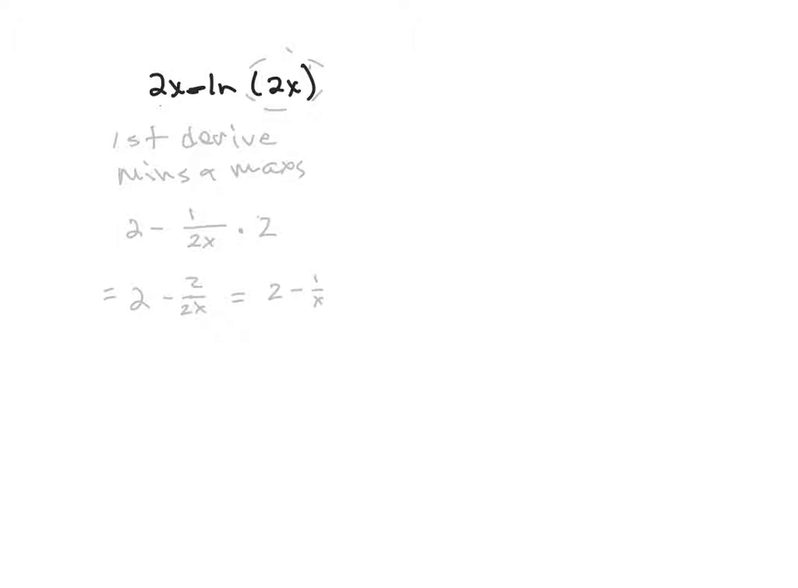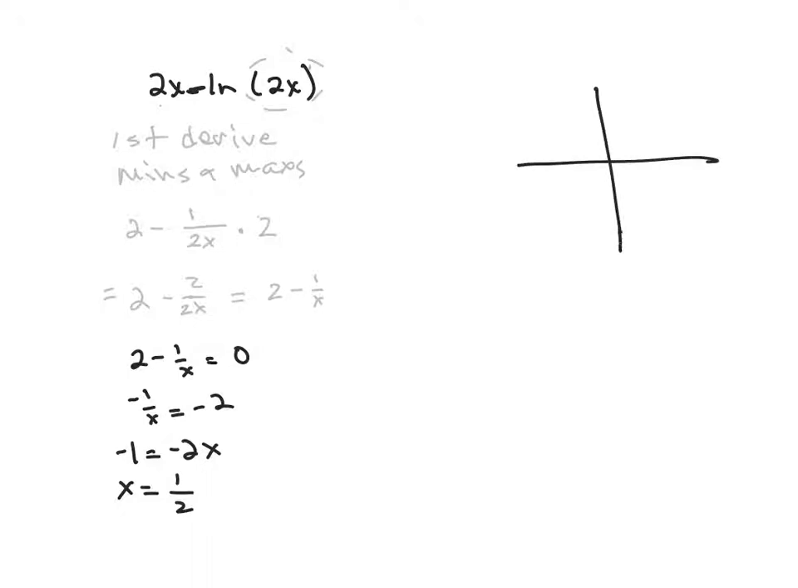If I set that equal to 0, because that's where I'm going to have a min or a max, getting sloppy here. All right, so 2 minus 1 over x equals 0. I can subtract 2 from both sides, and I get negative 1 over x equals negative 2. Negative 1 equals negative 2x. So x equals 1/2. So at 1/2, I have a minimum or a maximum. And it doesn't appear that there's anywhere else that I would have one, because there are no other values that are equal to 0 on this function.